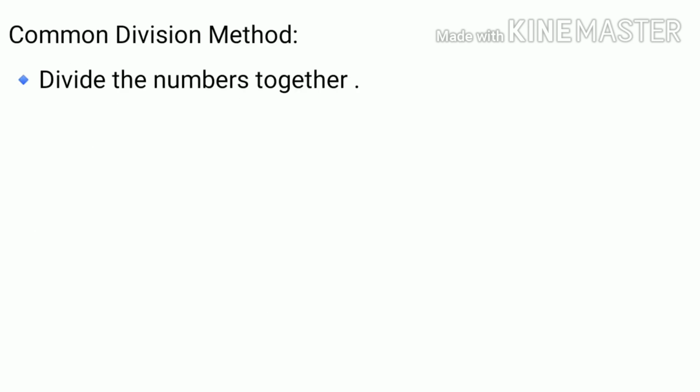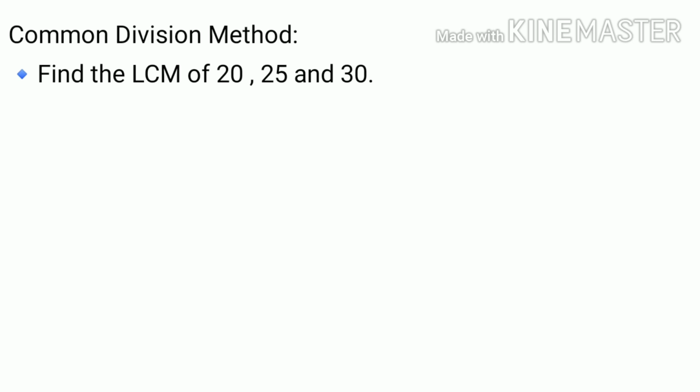In common division method, you have to divide the numbers together by its smallest prime factor. But if any number is not divisible together by the common number, we have to just bring it down as it is. Now let's solve this example using common division method. Find the LCM of 20, 25 and 30.